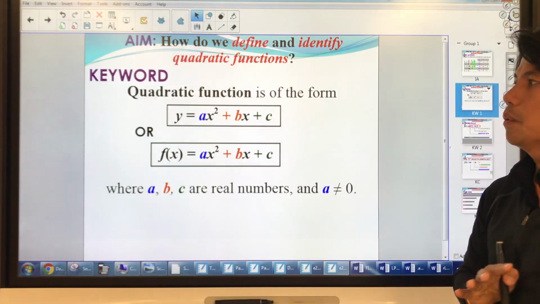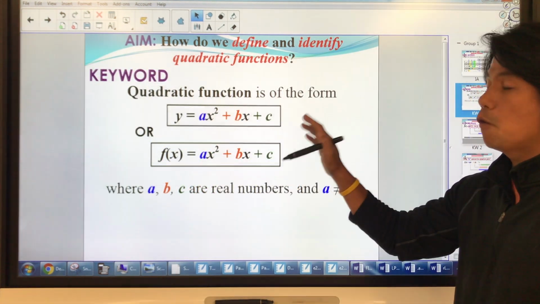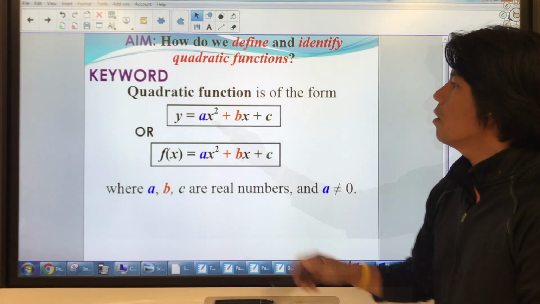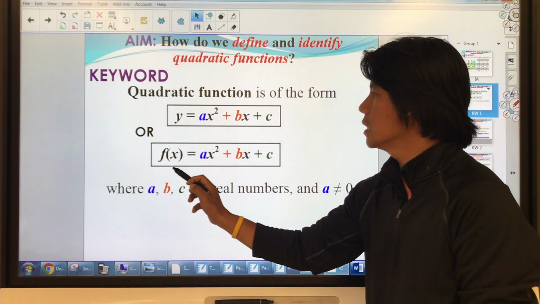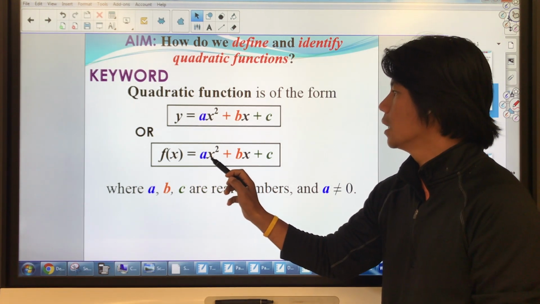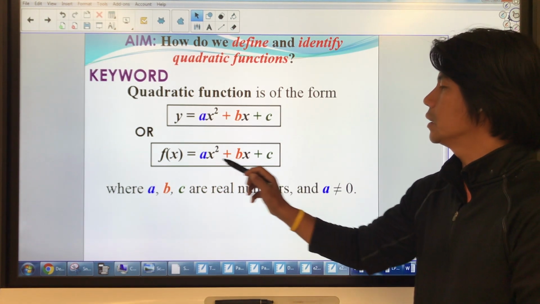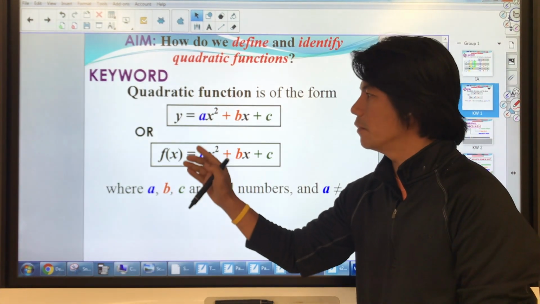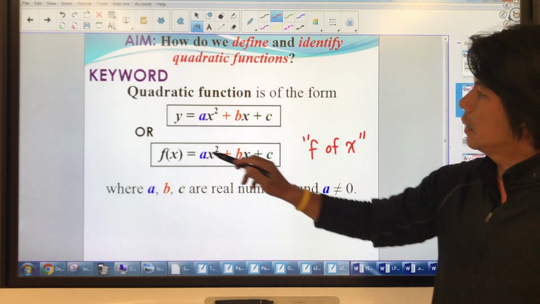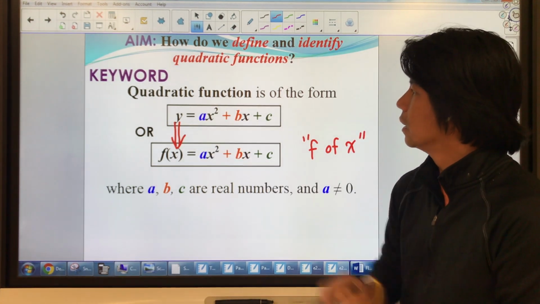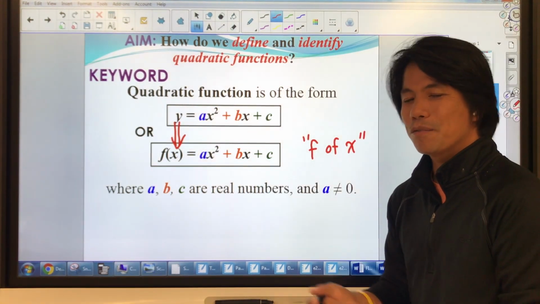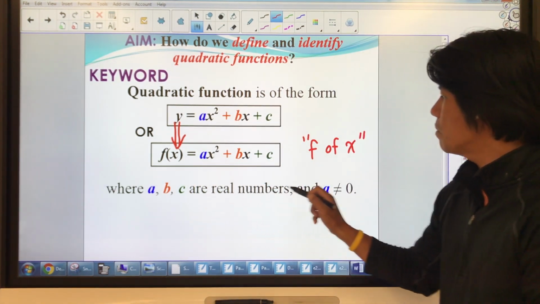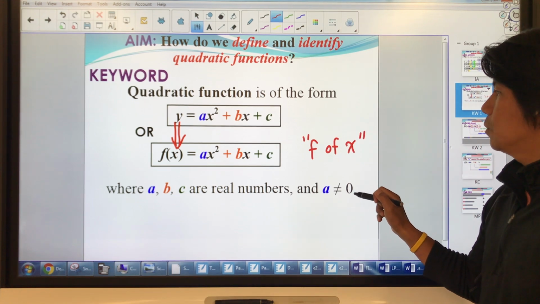Now let's go to the keyword. Quadratic function is of the form y equals ax squared plus bx plus c. Or you can write this equation in this form: f of x equals ax squared plus bx plus c. This is not read as f parentheses x, okay? It's f of x. And that is the same as y. That's another way of writing a function. Now, it says here where a, b, and c are real numbers and a is not equal to 0.